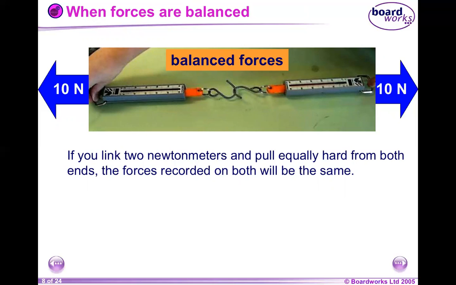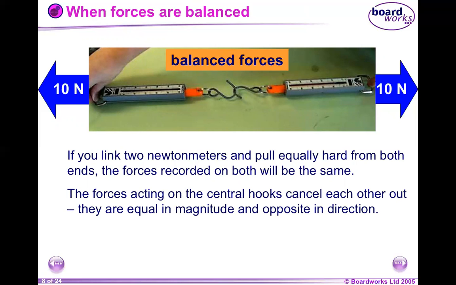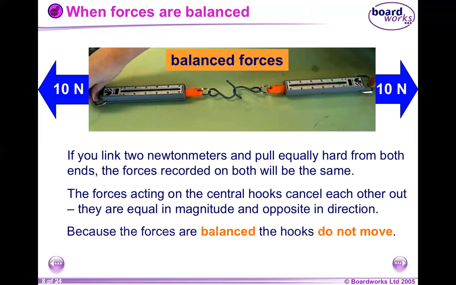Both sides are equal, so the forces cancel each other out. They are equal in magnitude, but opposite in direction. One is to the right, one is to the left. I'm pulling 10 Newton to the right, 10 Newton to the left. What happens? They cancel each other out, and the hooks in the middle don't move because both sides are equally strong.